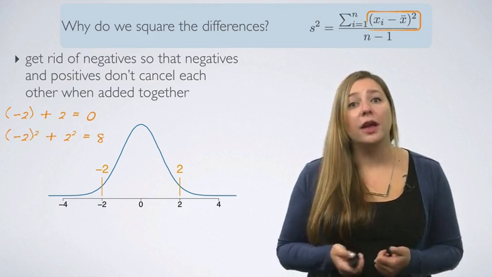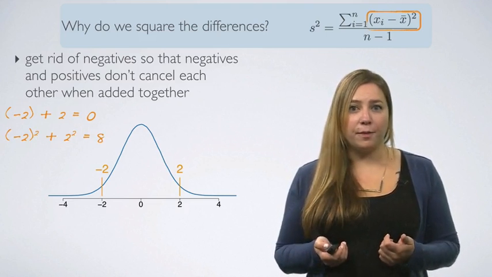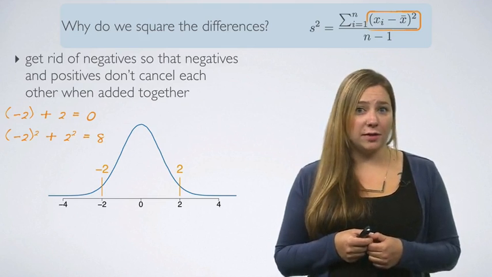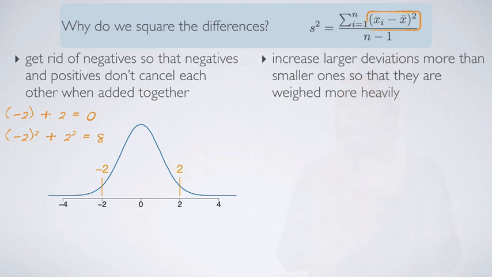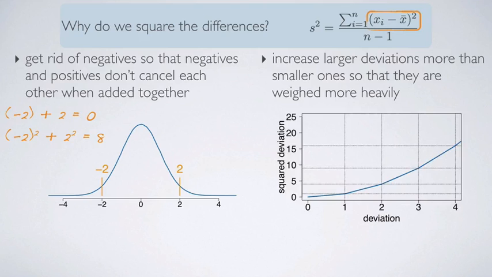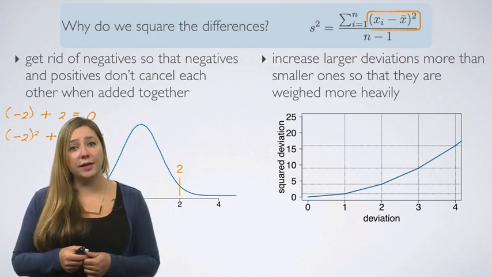On the other hand, if we first square the deviations, both become positive. But usually, we use the absolute value to get rid of negatives. Why didn't we do that here? Squaring the deviations also serves the purpose of weighing larger deviations more than smaller ones. Think about it. -2 squared is 4, while 3 squared is 9, and 4 squared is 16. This way, larger deviations are weighed more heavily.